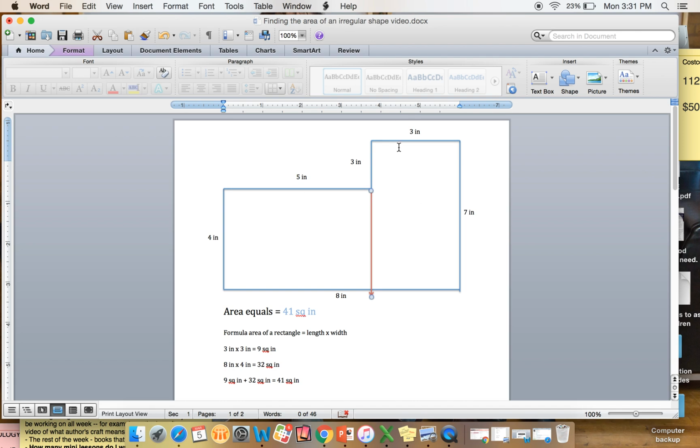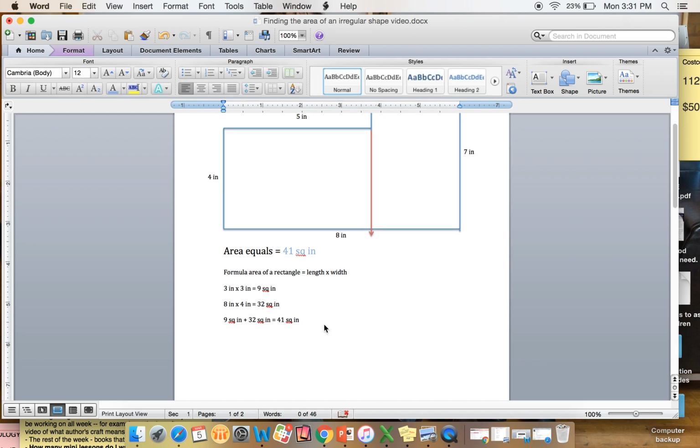Now I'm going to take my length times my width, so 3 inches times 7 inches equals 21 square inches. And I'm going to look at this rectangle and take my length of 5 inches times my width of 4 inches. So 5 inches times 4 inches equals 20 square inches.